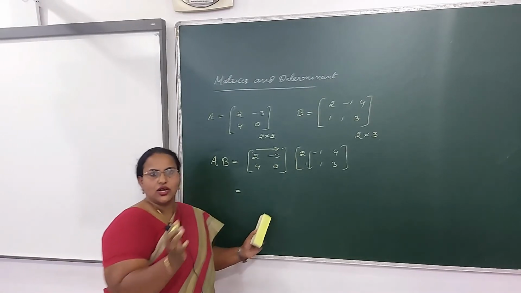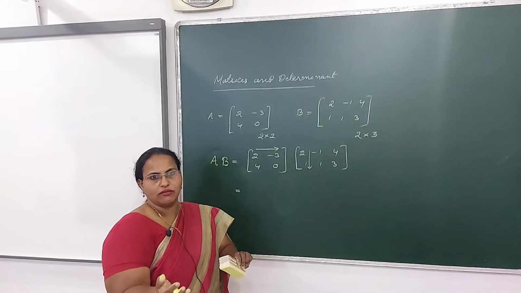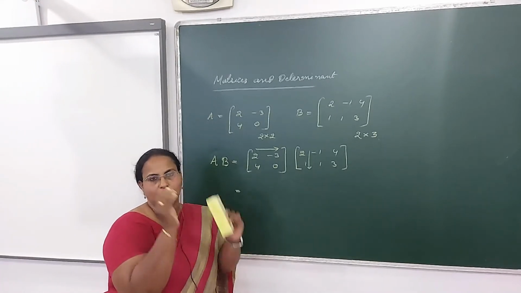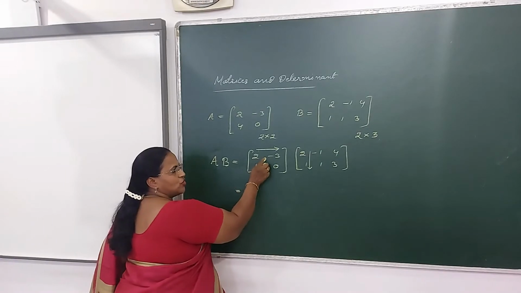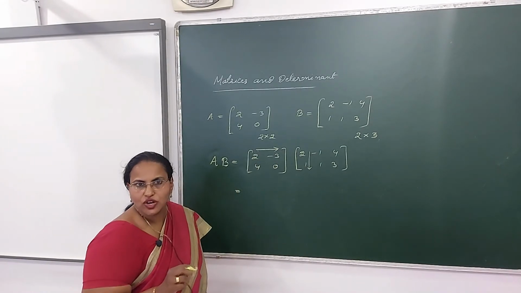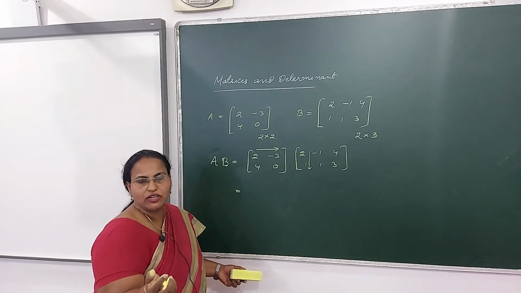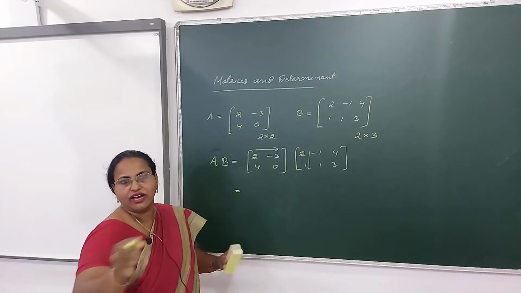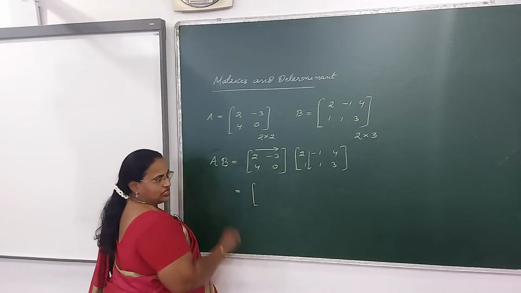Simple logic is the row which is multiplied to the column, the result you have to write it down in that particular row and column. Like first row we are going to multiply with the first column. So where you will be placing the resultant value? In which position? In A11. So see the procedure.